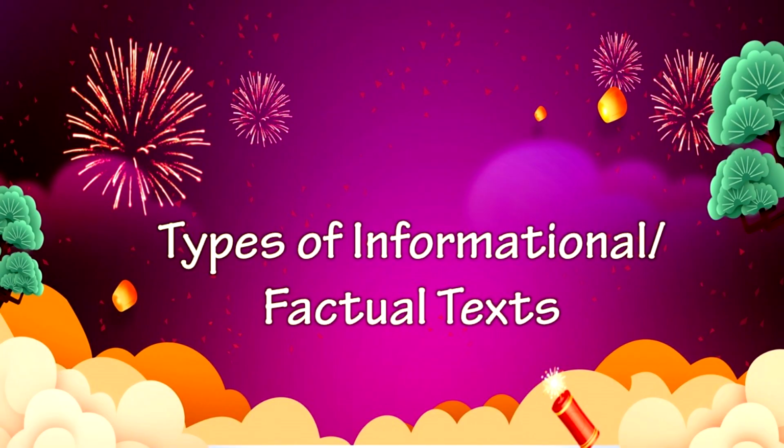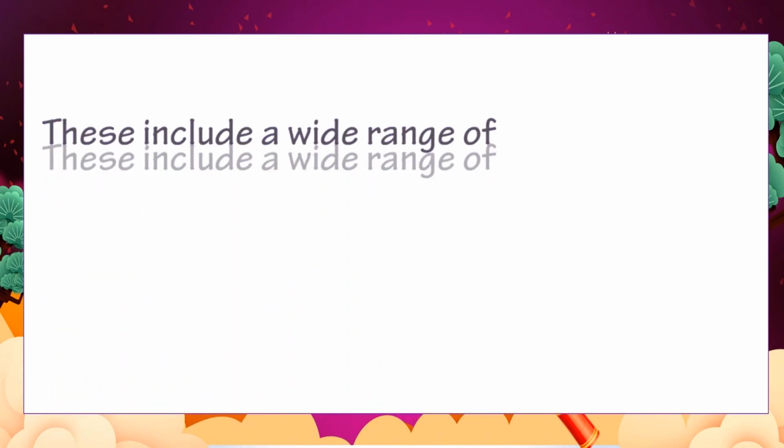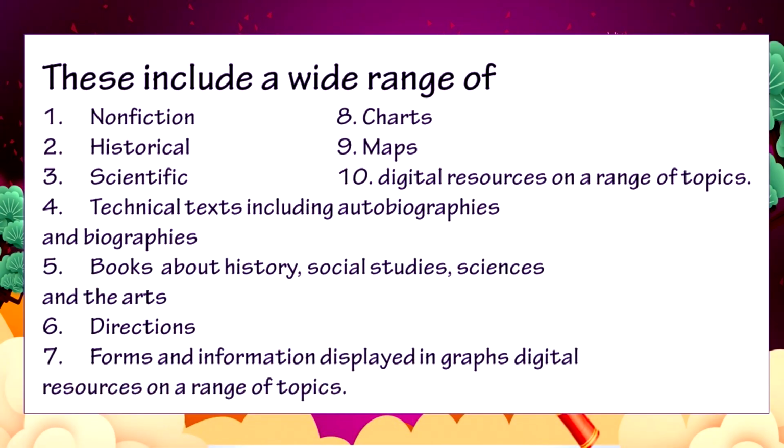So, today, our topic is about types of informational or factual texts. These texts inform readers on true fact-based information. These include a wide range of nonfiction, historical, scientific, and technical texts, including autobiographies and biographies, books about history, social studies, sciences, and the arts, directions, forms, and information displayed in graphs, charts, or maps, and digital resources on a range of topics.